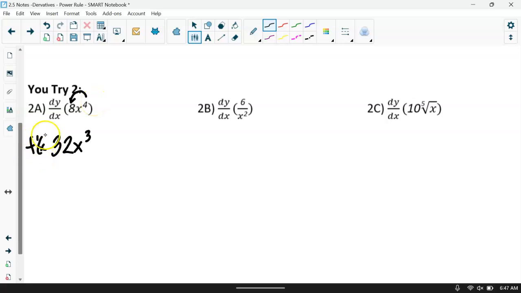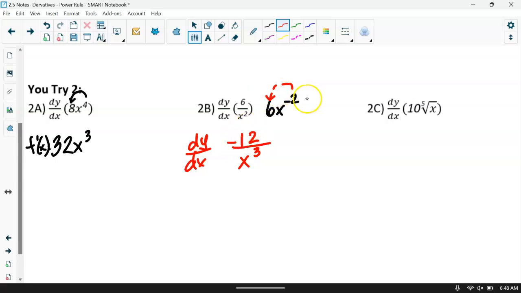This is the derivative. So then here, to get your derivative, you should have rewritten this as 6 times x to the -2. So then your final, when you bring this down, our derivative is -12 over x to the third. Because here you bring down, multiply, there's your -12, subtract 1, your exponent is -3.